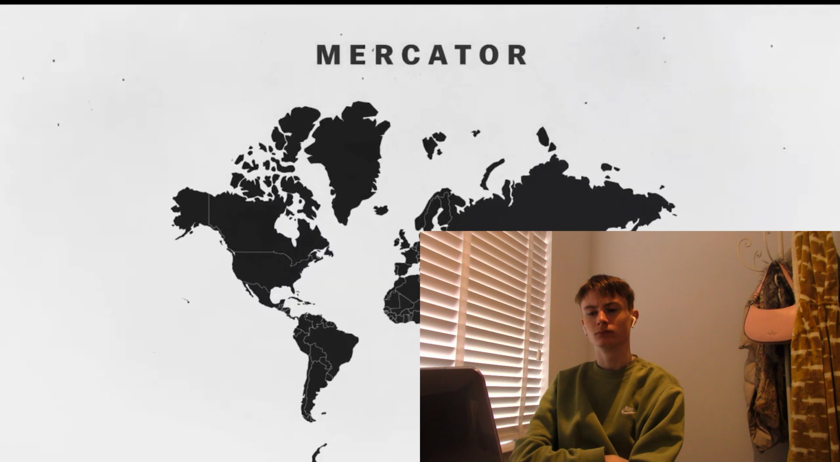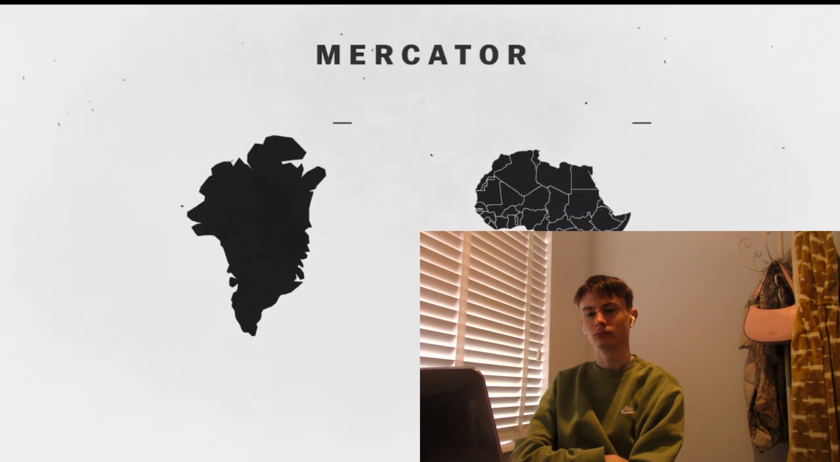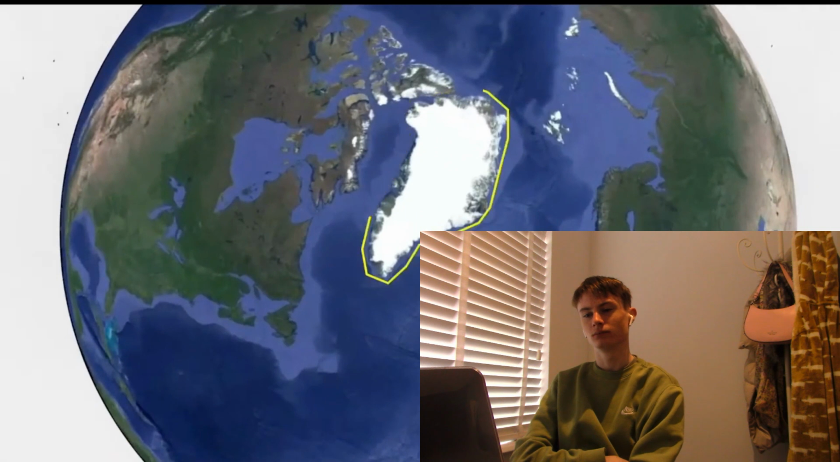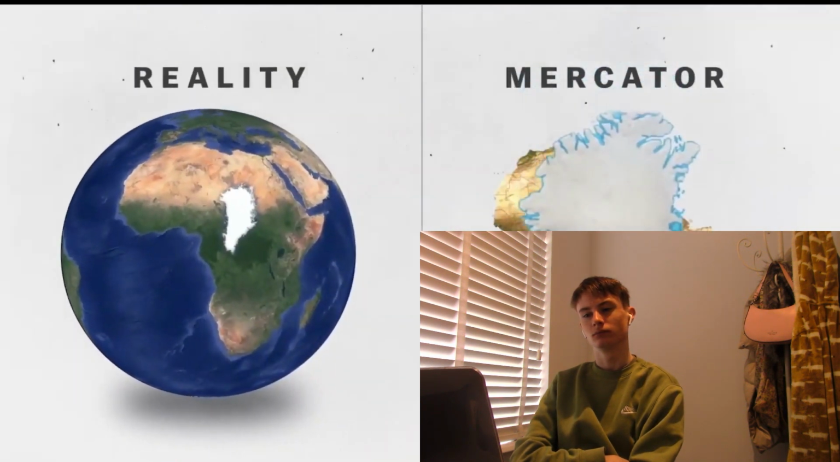Where the Mercator fails is its representation of size. Look at the size of Africa as compared to Greenland. On the Mercator map, they look about the same size. But if you look at a globe for Greenland's true size, you'll see that it's way smaller than Africa. By a factor of 14, in fact.